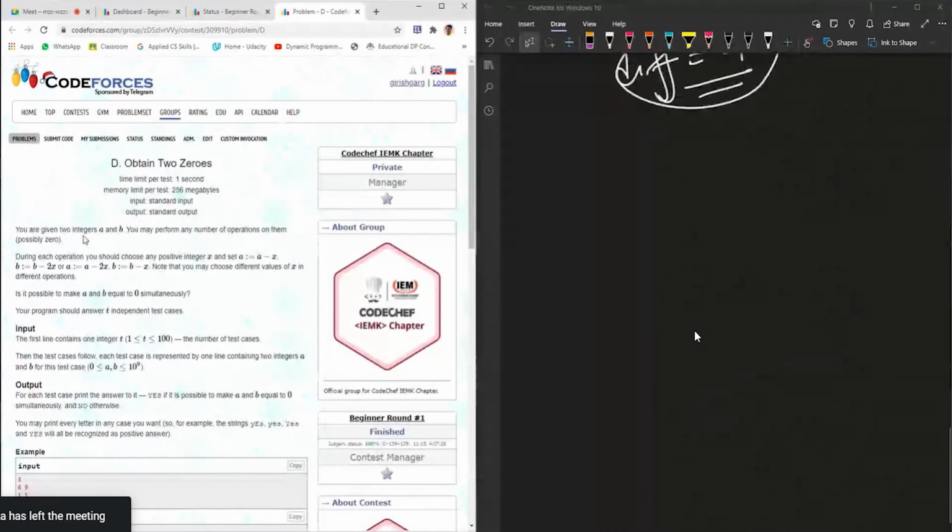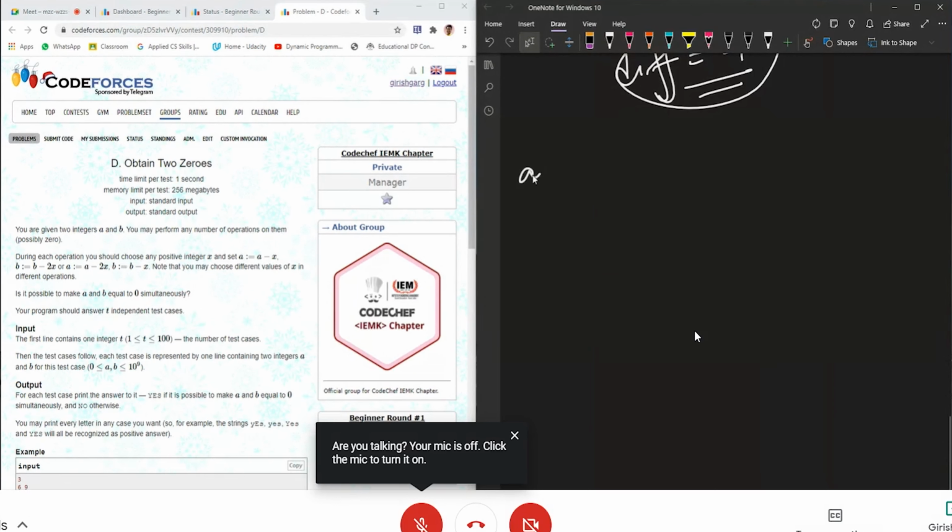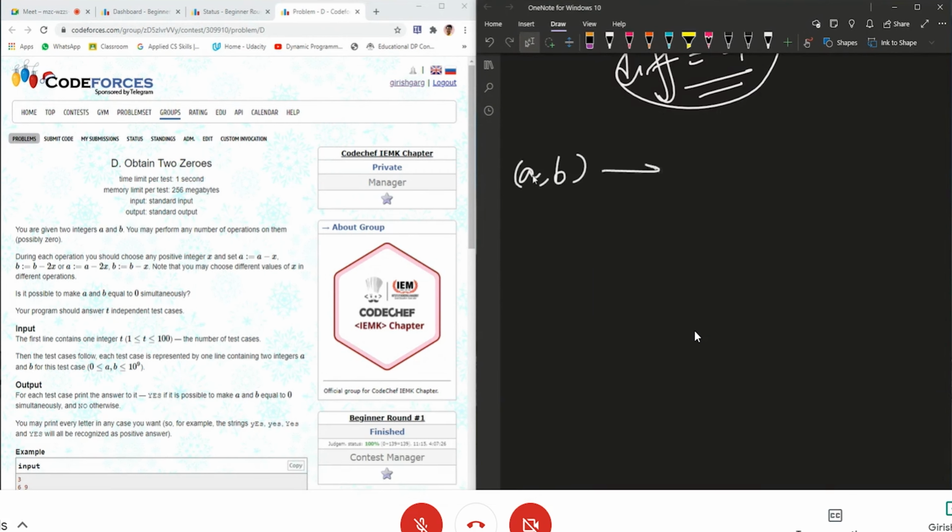Okay. So in problem D, it says that you will be given two integers A and B, and you have to perform some operations on them in order to convert them to 0, 0. Let me explain it once more. You are given two integers A and B, and you have to convert these two into 0, 0. And this should happen simultaneously, meaning both of them should become 0 together.